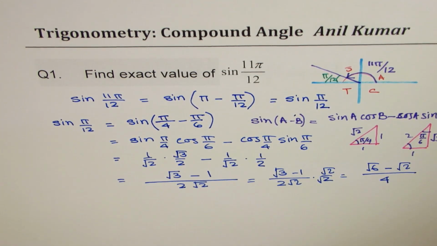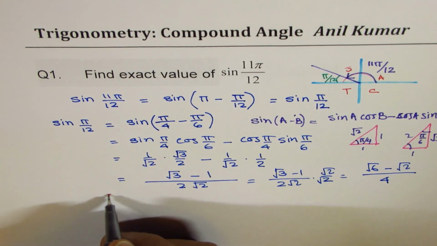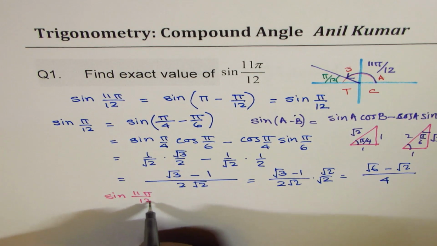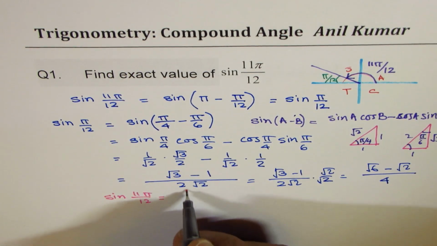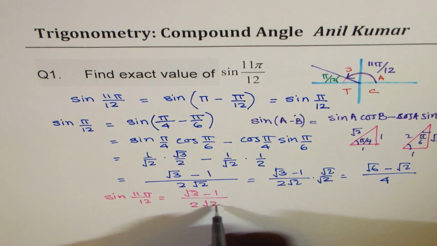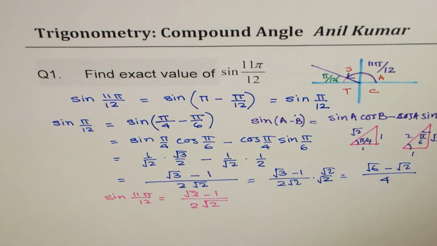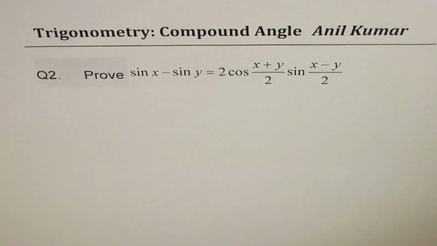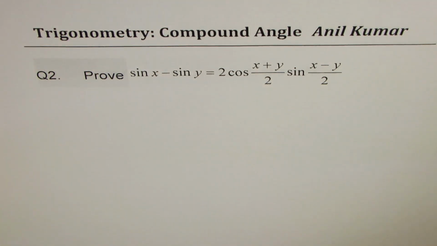Is it okay? So for the time being, we'll write down that sine 11 pi by 12 is equal to square root 3 minus 1 over 2 square root 2. Okay? Now let's do the next question. Now this particular question we just derived. I would like you to pause the video and do it yourself.